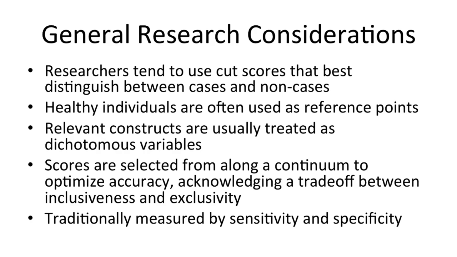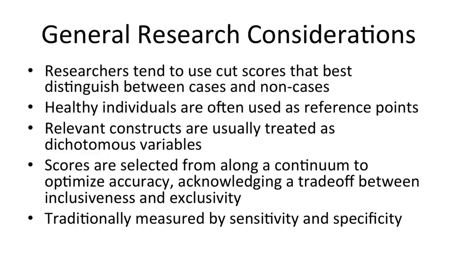I talk about some general research considerations here, and I'm going to highlight these as we go, especially at the end. Researchers tend to use cut scores. And this is the score that, through their statistical methods, has been found to best discriminate between people who are yes or no. Do they have the diagnosis or don't they have the diagnosis? And healthy individuals are often used as the comparison group. So compared to people with Alzheimer's, age-matched healthy people, how do they differ? That's the general thrust of the research in this area.